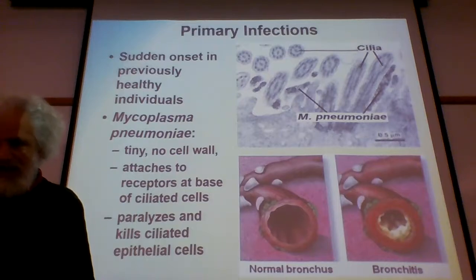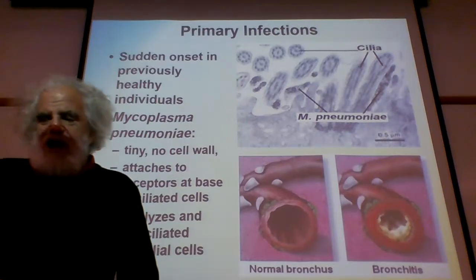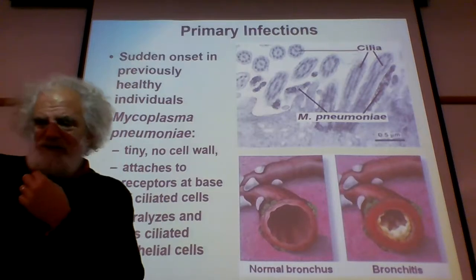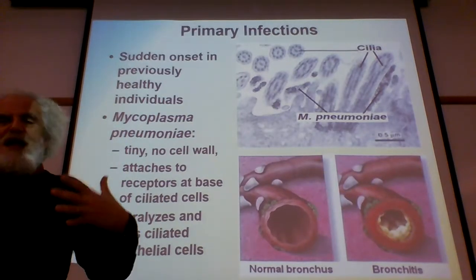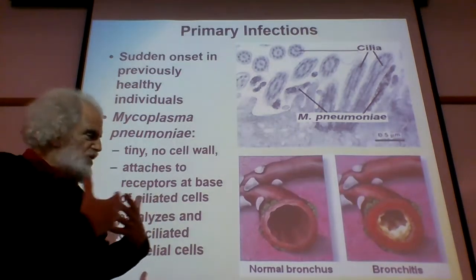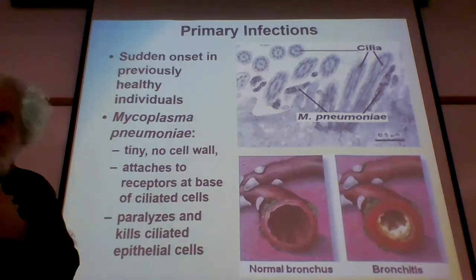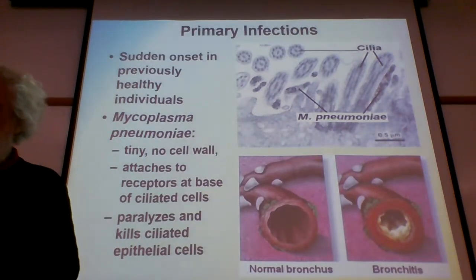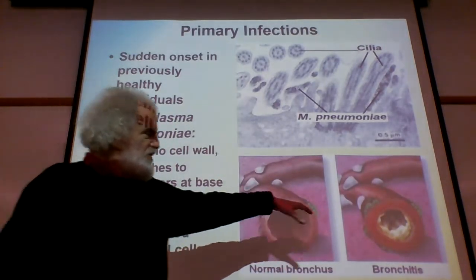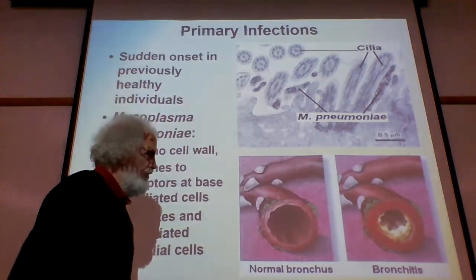Mycoplasma pneumoniae is a very weird bacteria that can cause this. These are very, very small bacteria, even for bacteria. They're smaller than standard bacteria. They don't have a cell wall, and they attach to receptors at the base of the cilia in the lungs, and this paralyzes and kills the ciliated epithelial cells, which begins to cause necrosis of the bronchi, and you begin to get narrowing of the tubes that are carrying oxygen, the bronchi. And this can lead to chronic bronchitis, bacterial bronchitis.